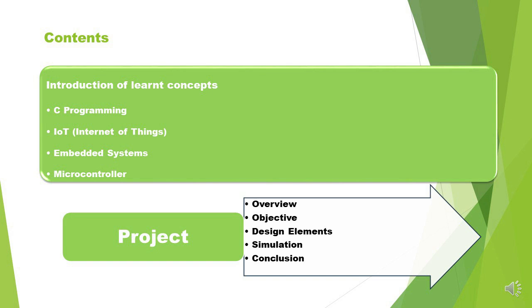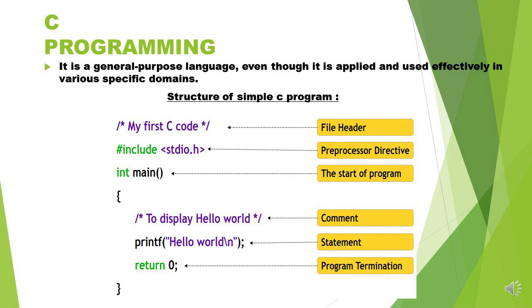Going to the next slide. This is C programming. C programming is a general purpose language, even though it is applied and used effectively in various specific domains. In this figure, we can see the structure of a simple C program. The first line contains the file header. This file header contains the title of the program, author name, date and place.